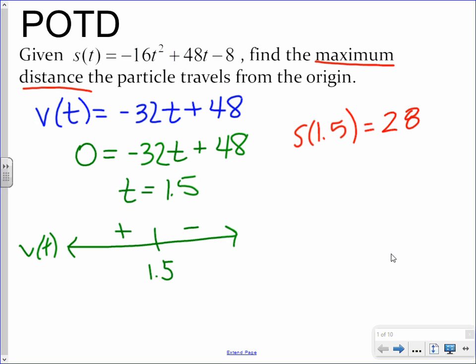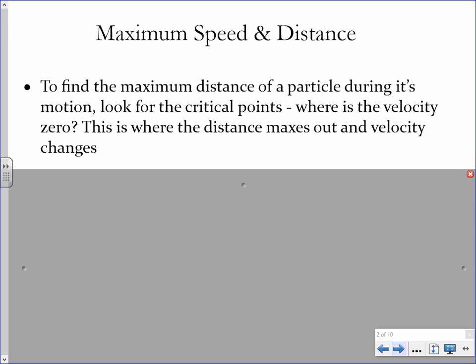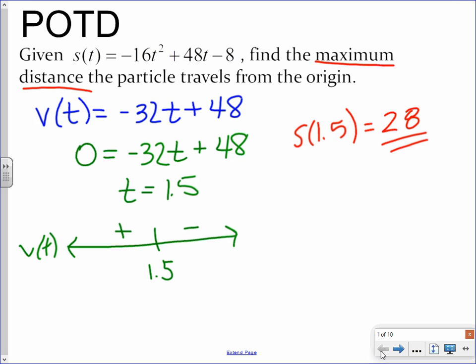Okay, so this is a special mission. We'll get 5 towers. Okay, so our max distance is 28. All right? Without having me tell you, you figured out that in order to find the maximum distance, you needed to take the derivative of position, find the critical points, right? Those critical points end up being where the velocity is 0, right? We change directions. If we change directions, our velocity is 0, okay? And so we have to look at that.